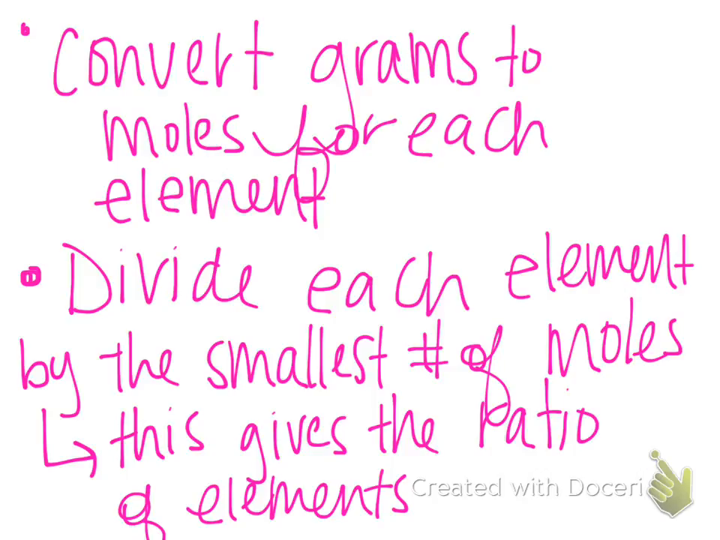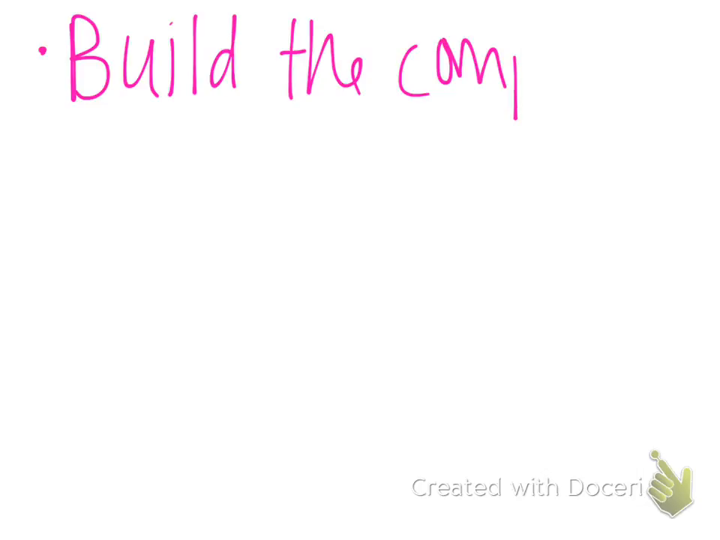Last step here is the easy one: build the compound. We've got our ratio, then we just build the compound. And these are empirical formulas, so these should be the smallest reduced version of these compounds.